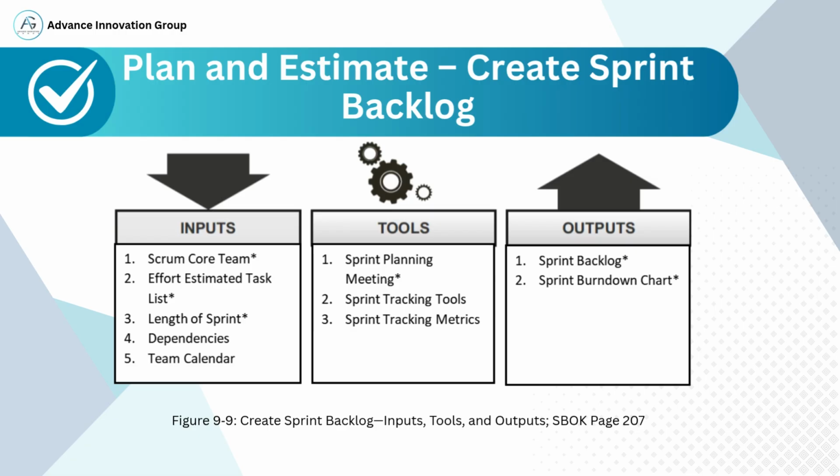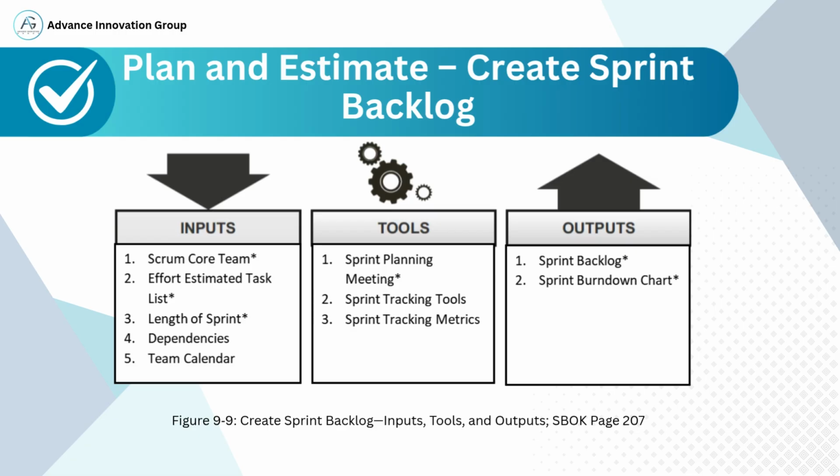The tools used in this process include Sprint Planning Meeting, where the team finalizes what they can deliver. Sprint Tracking Tools and Metrics, which help in visualizing progress and workload. The primary outputs are 1. The sprint backlog, which is the actionable to-do list for the team. 2. The sprint burn-down chart, which visually shows how much work remains each day. This process ensures that the team has complete clarity on their work and can self-organize effectively to meet the sprint goal.